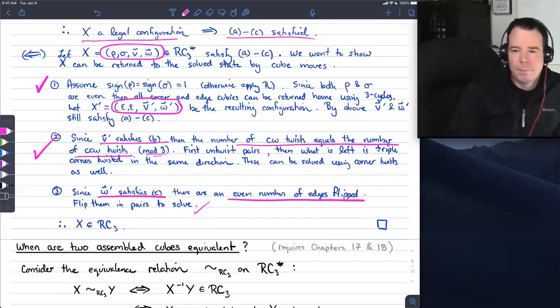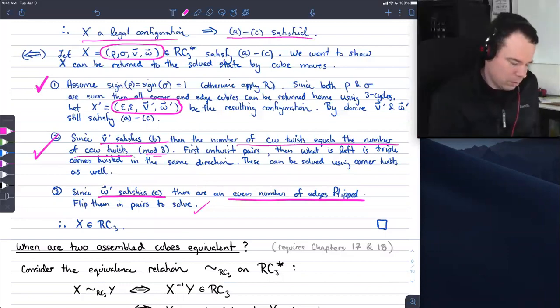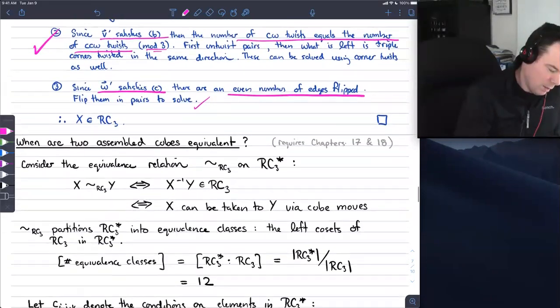And there we're done. So any configuration that satisfies A through C, we can solve it. We can use 3 cycles to fix the permutations, and then our pairwise corner or edge orientation moves to fix the rest. And so that's it. We've now got a solvability criteria for the cube.